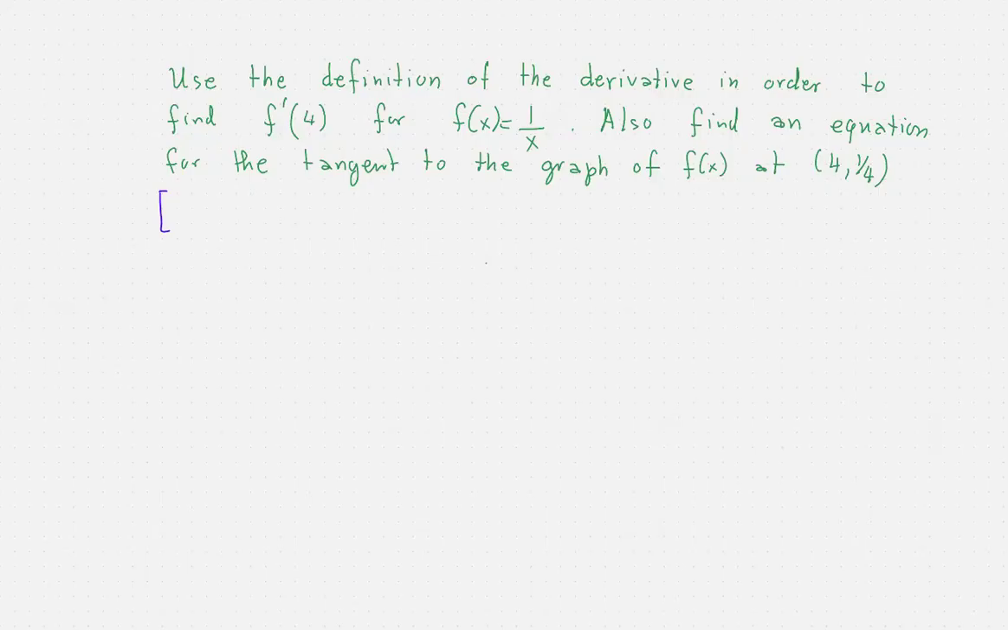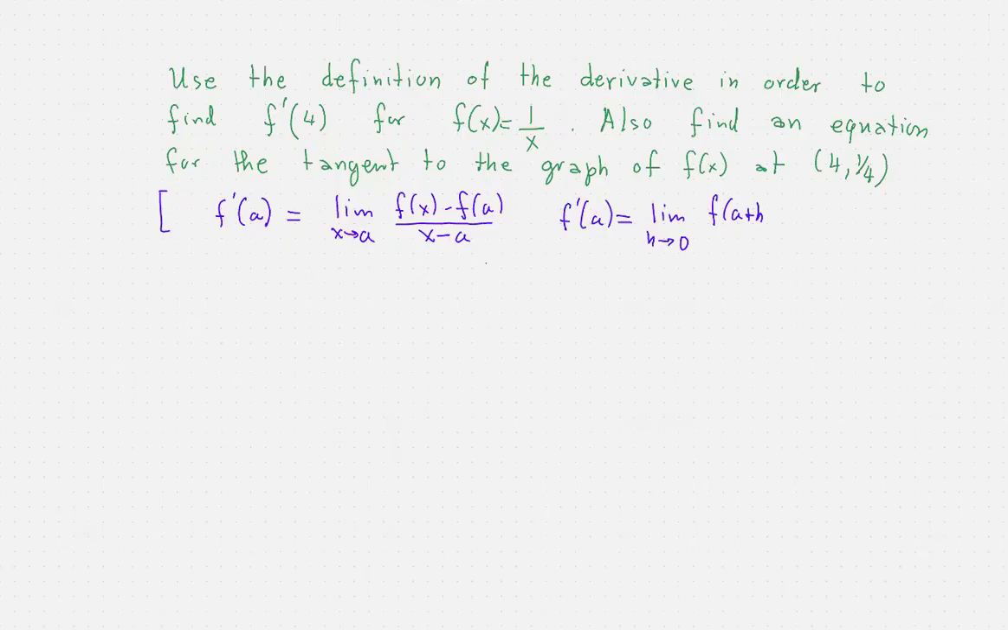The derivative at a is the limit as x tends to a of f of x minus f of a over x minus a. And the equivalent definition that amounts pretty much to a change of variable, which is the limit as h tends to 0 of f of a plus h minus f of a over h. It is true that the second one is more popular, and we'll go with that one.